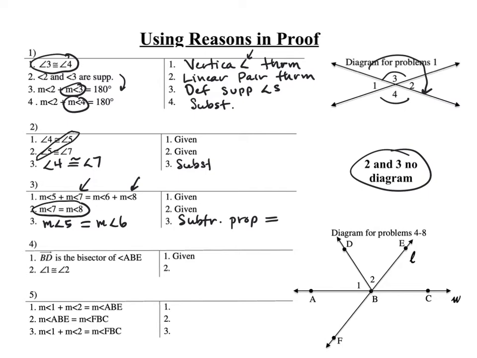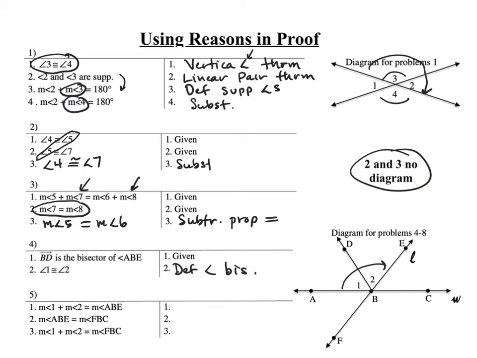Number 4, BD is the bisector of angle ABE. ABE, right here. So it bisects that angle. That means that angle 1 is congruent to angle 2. How do we know that? Well, we need to know what a bisector is. That's the definition of angle bisector.